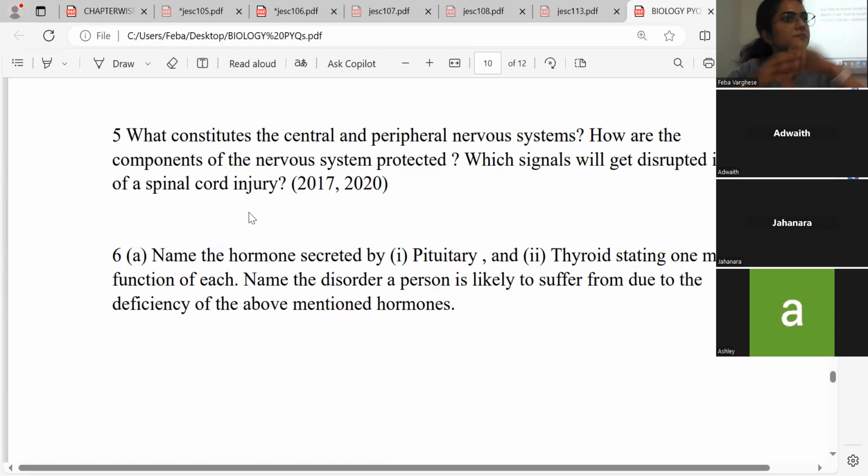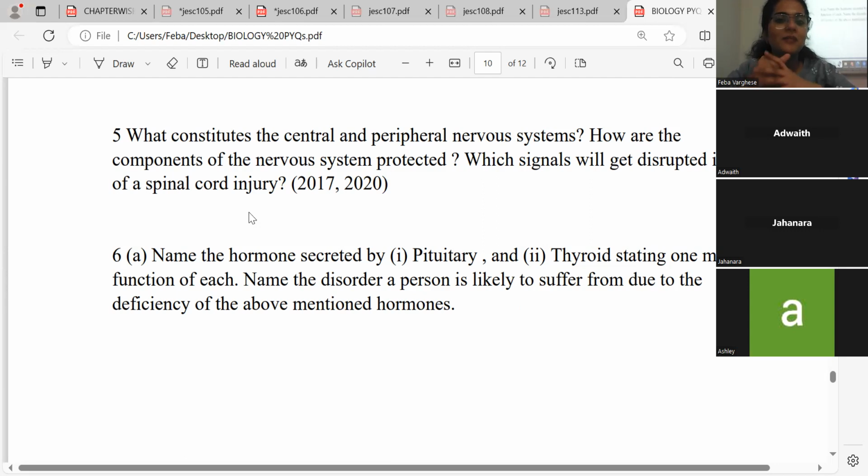Cranial nerves and spinal nerves. Yes. Okay, you can include this also.